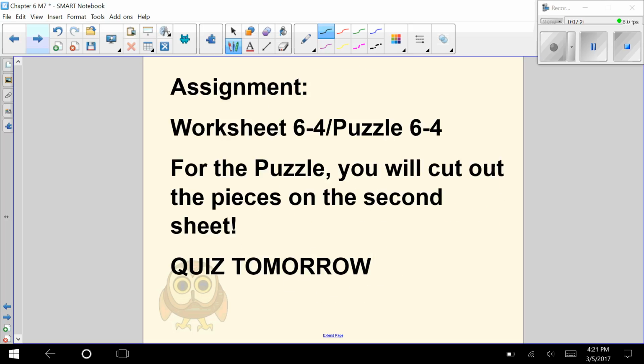Here's your assignment. For the puzzle, note that you will have to cut out the pieces on the second sheet. So you're not going to cut out the two-sided piece of paper. I made an extra copy on the back of those a little bigger. And then we will have a quiz tomorrow.